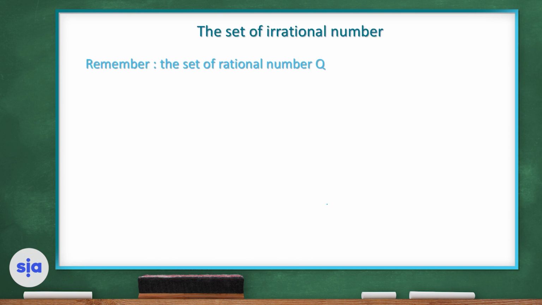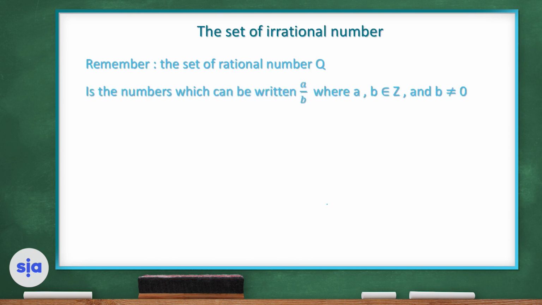Today we'll be talking about the set of irrational numbers. Do you remember the set of rational numbers Q? What are the rational numbers? The rational numbers are the numbers which can be written in the form of A over B, where A, B are integers and B is not equal to 0.